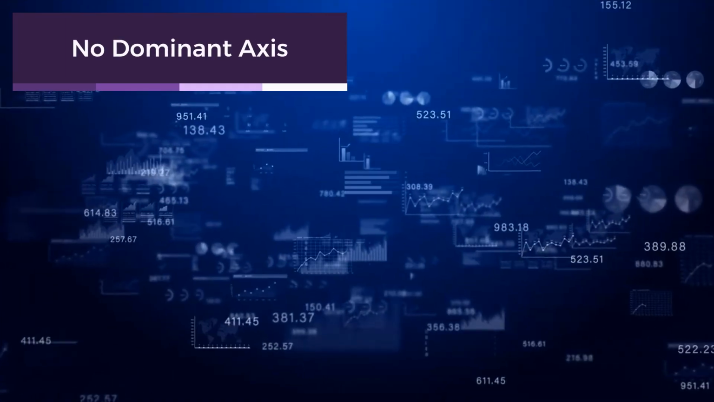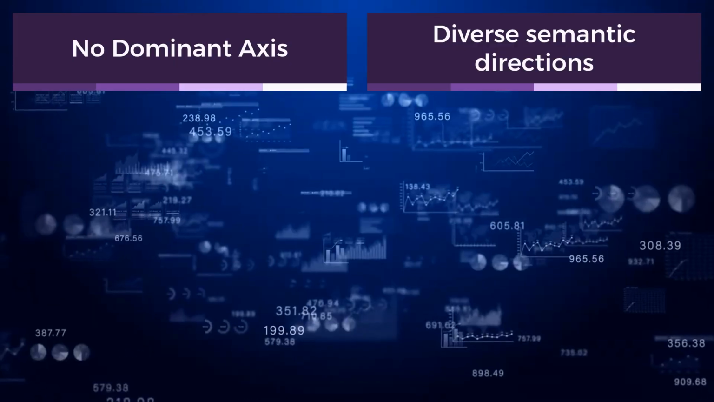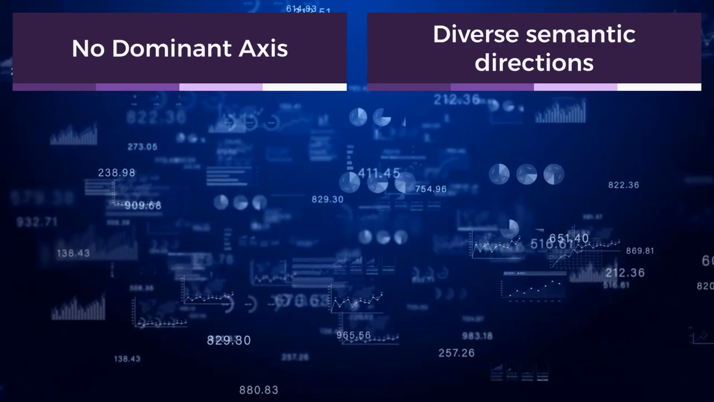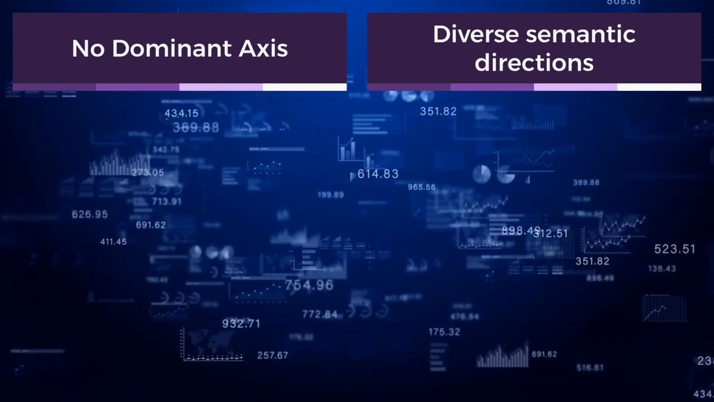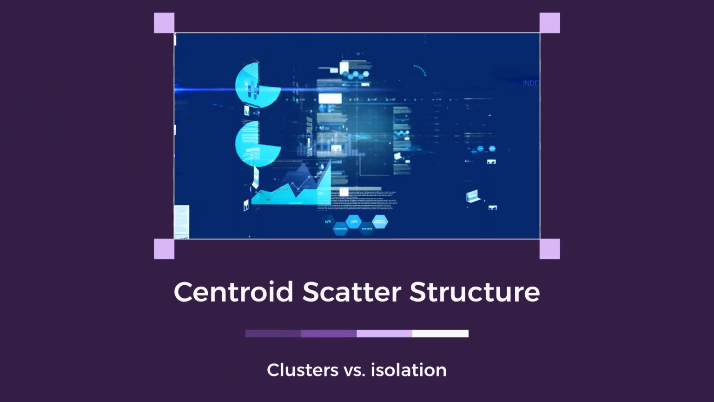We stack every trait into one matrix and run a PCA. The resulting scree plot confirms that no single axis is dominant. Personality traits are genuinely diverse, spreading across many independent semantic directions. The centroid scatter plot reveals the inherent structure.